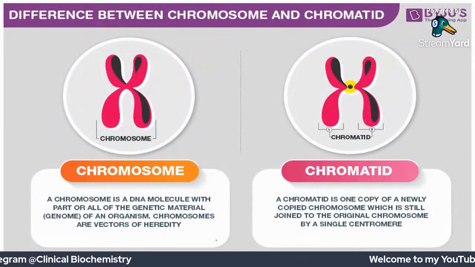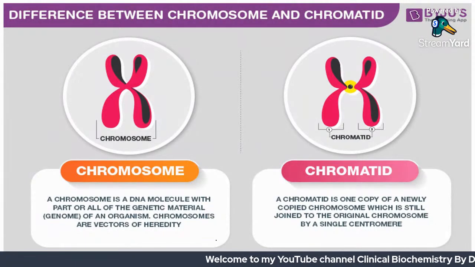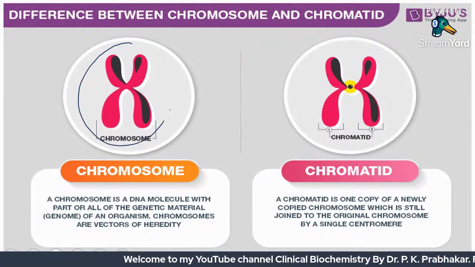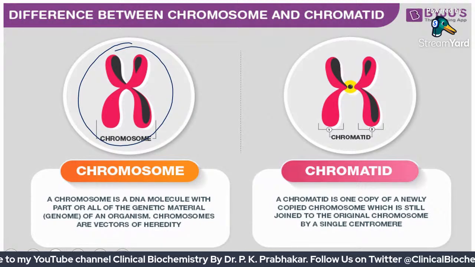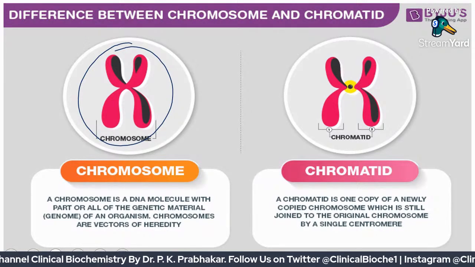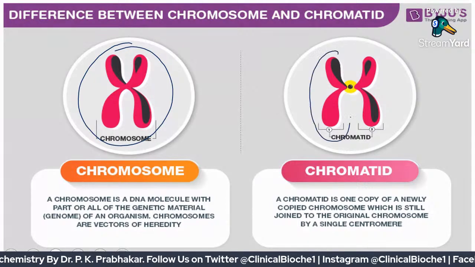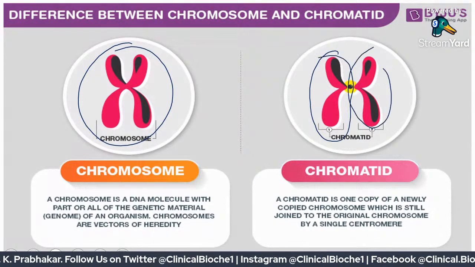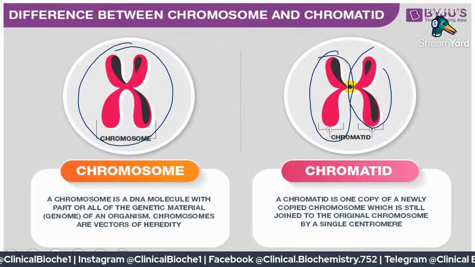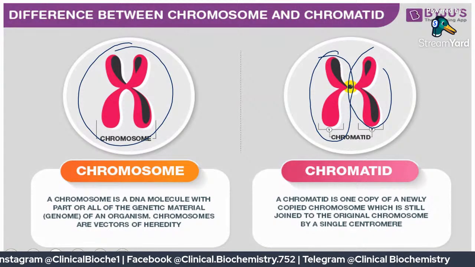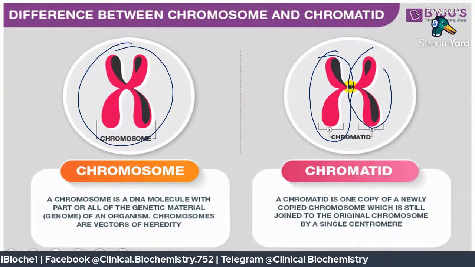So this is our chromosome. Probably everyone might have seen this picture. This is the normal chromosome as we are going to see it. In this chromosome, we have two chromatids. This is one chromatid and this is another chromatid. Both the chromatids are coming from different parents. A chromatid is one copy of a newly copied chromosome, and they are joined at the centromere portion.